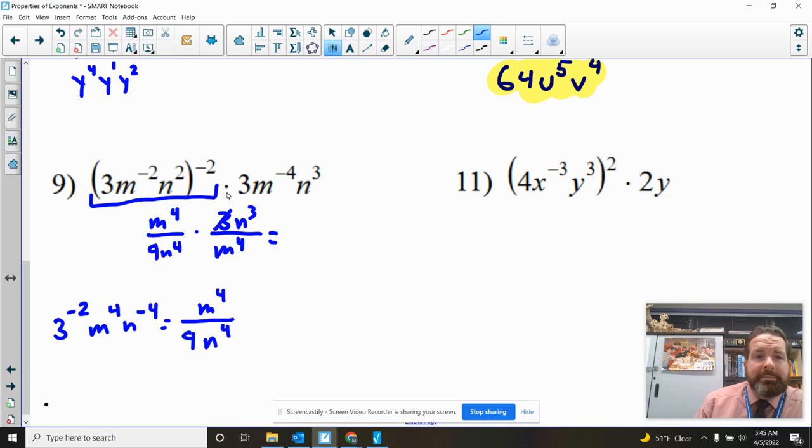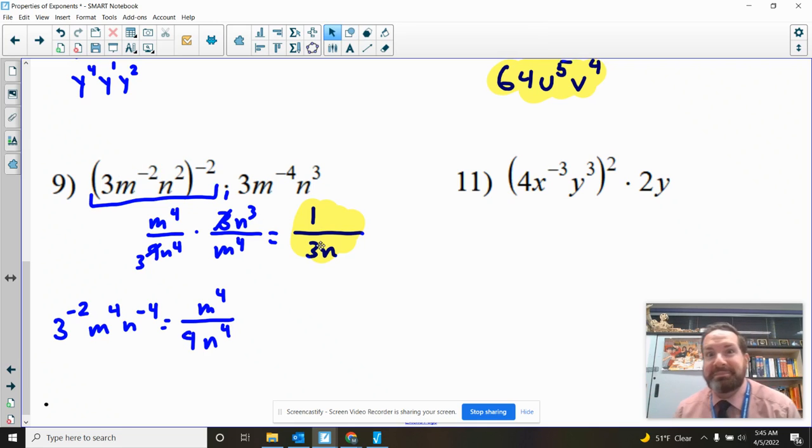The 3 on the top reduces with the 9 on the bottom. So I've got a 1 on the top and a 3 on the bottom. M to the fourth and m to the fourth, those knock each other out of the game. No more m's. And as far as n's go, I've got n to the third on the top, fourth on the bottom. So there's 1 extra n down below. So this whole complicated mess ends up being just that. Fairly simple in the end.